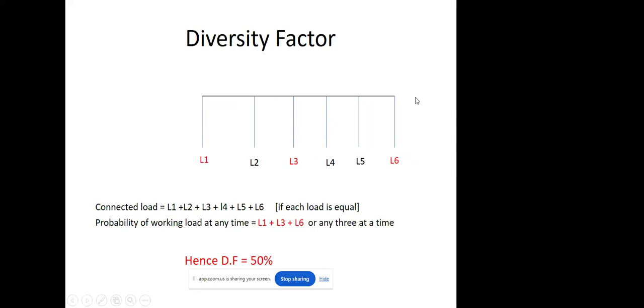Now this is a diversity factor. Diversity factor is, say there are 6 loads connected, but we assume that these are equal, and at a time only 3 are working, either L2, L4, L5, or maybe L1, L3, L6, like that. So here the probability of working load at any time is only 3 at a time, and therefore the diversity factor is 50%. This is the first factor we consider, that all the equipment are not working.